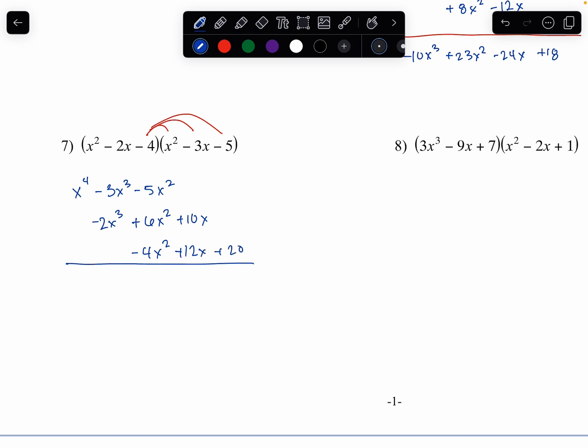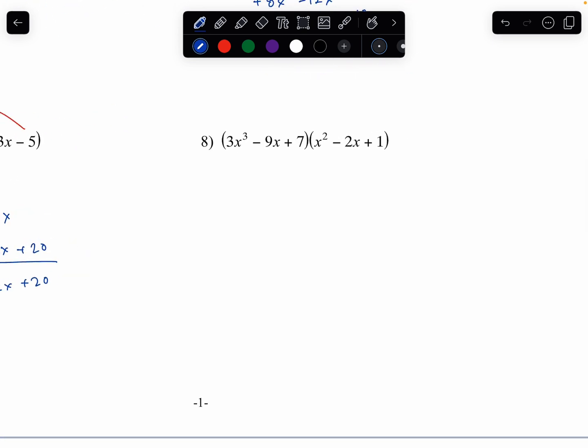Okay, and now I'm going to add. This is just going to be x to the fourth. And then that's going to be negative 5x to the third. And then here I have three terms I'm going to have to add. This is going to be 1x squared minus 4. So that's going to be negative 3x squared plus 22x and plus 20. And there you go.